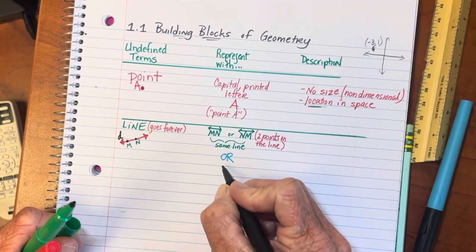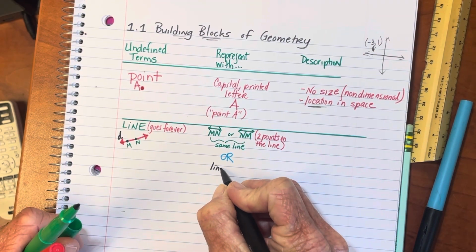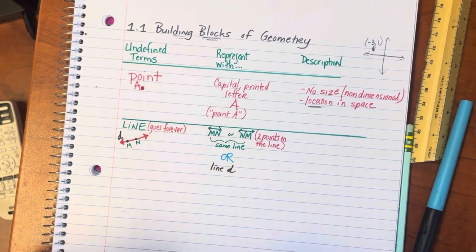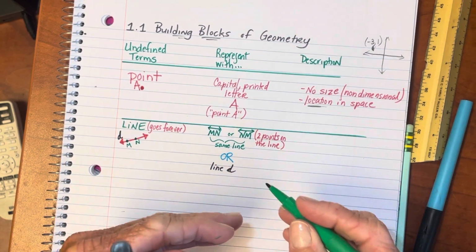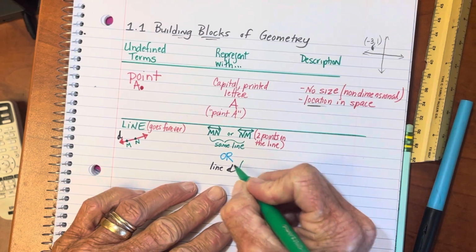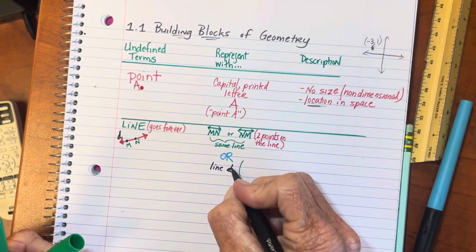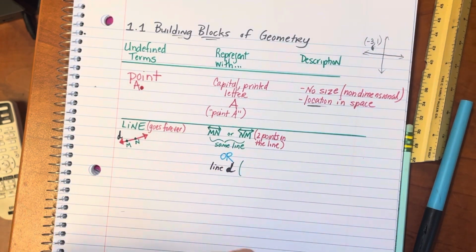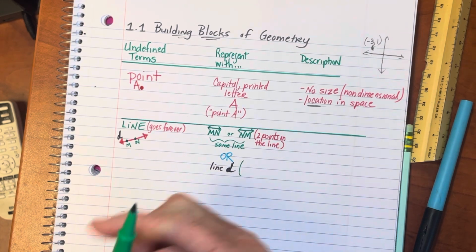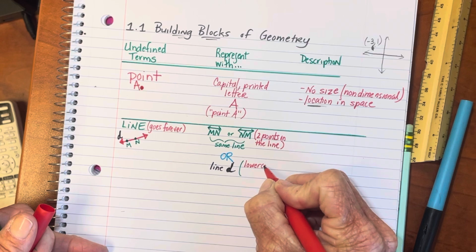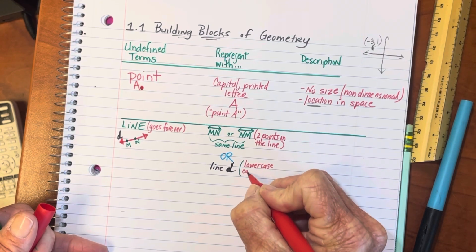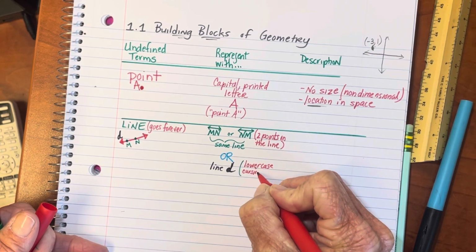We could also call this line D. Okay, so you can name it with just this lowercase cursive letter. Let's write that. This doesn't look like a D, does it? D. Or you can name it with a lowercase cursive letter.